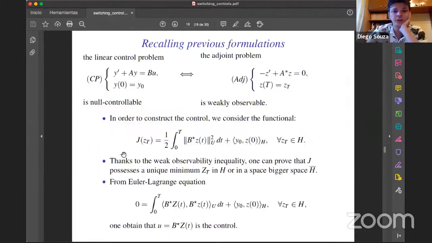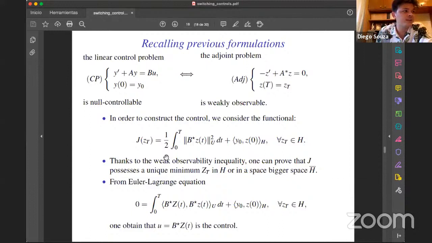Okay, so the idea of the proof. We just recall some previous formulation. Okay, so we see that the control problem is null controllable if and only if the adjoint problem is weakly observable. And that is a classical way to construct the control, because this just proves that the problem is controllable, but does not give us the way to construct it. So the typical way is to consider a functional and minimize this functional.